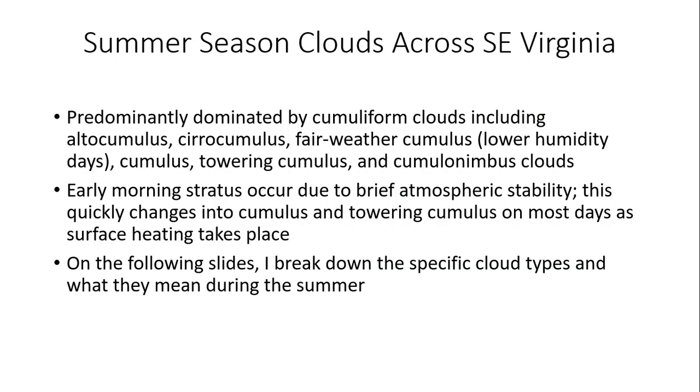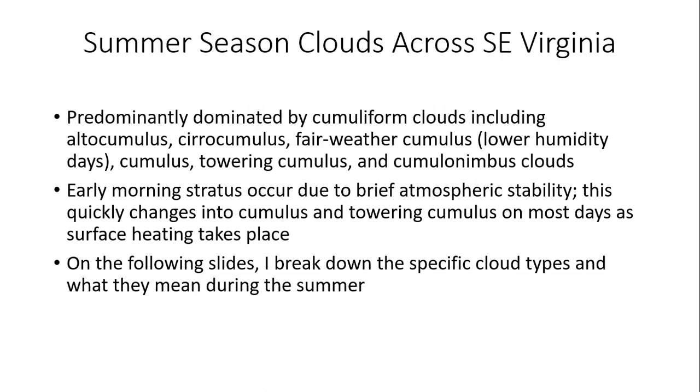Now, the summer season, this is an interesting time to view the sky. It's predominantly dominated by cumuliform clouds, including altocumulus, higher level cirrocumulus. We even get occasional fair weather cumulus, and I'll show you a picture of what those look like, where we have lower humidity days and more stable atmosphere. You can see a wide variety of cumulus types on a specific summer day, ranging from cumulus, building to towering cumulus, and then going all the way to a full-fledged thunderstorm, cumulonimbus clouds.